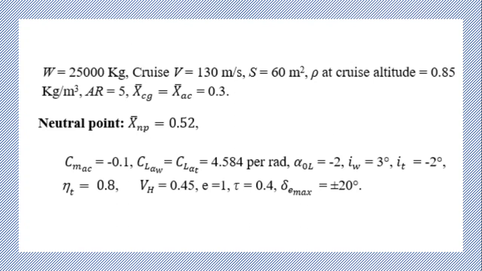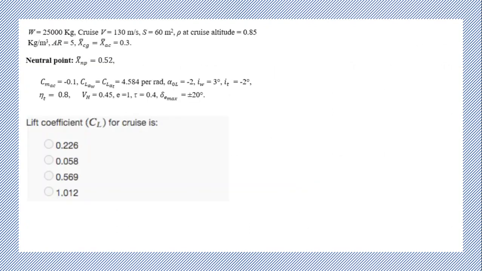Then they've given you CMAC, they've given you CL alpha of the wing and tail to be the same, in per radians. Then they've given you the angle of attack at zero lift, the wing setting angle, tail efficiency factor, horizontal tail volume ratio, E the Oswald efficiency factor, and tau. Tau here is the control surface effectiveness parameter. And they've given you the maximum elevator deflection. Now let's have a look at the questions.